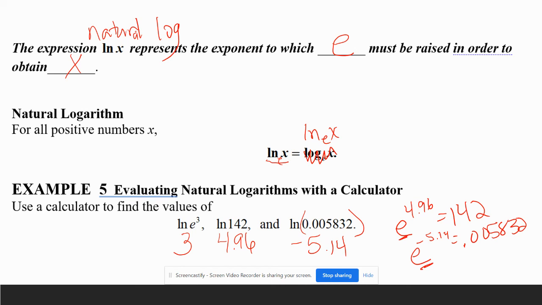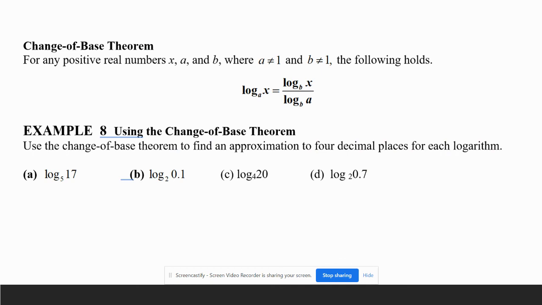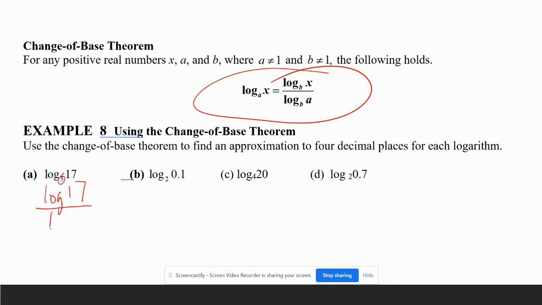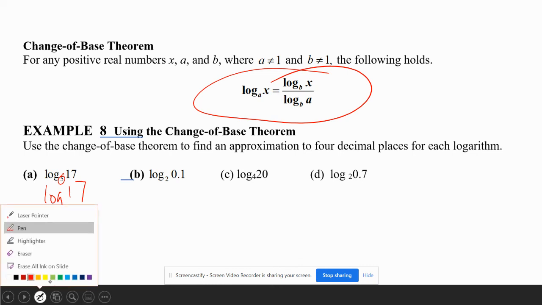Well, that's great, but what happens if I don't have a base 10? How do I get that in the calculator? What if my calculator doesn't have the log base button? Well, that's okay because we can use the change of base theorem. Basically what that says is we take our log 17, and whatever our base is stays on the bottom, and we divide by log 5.